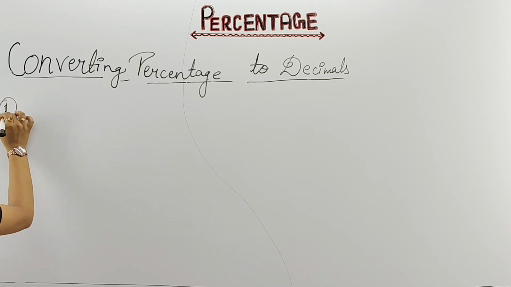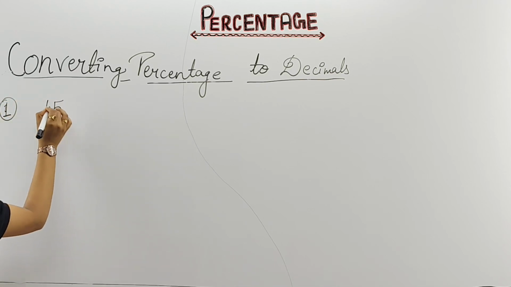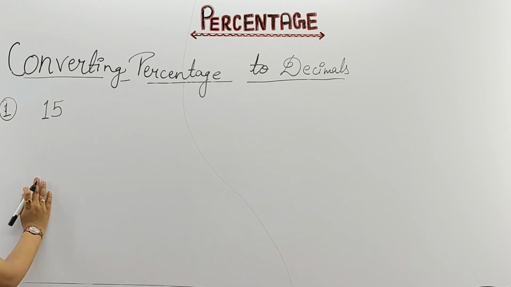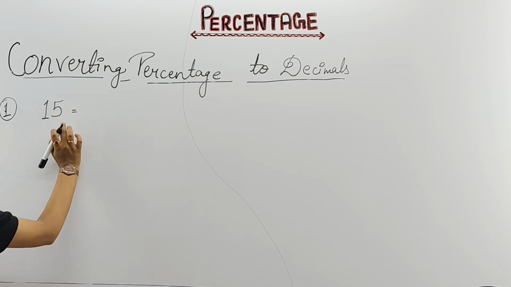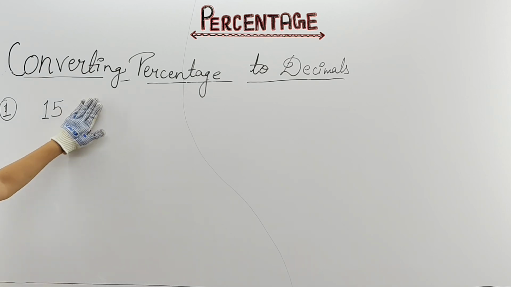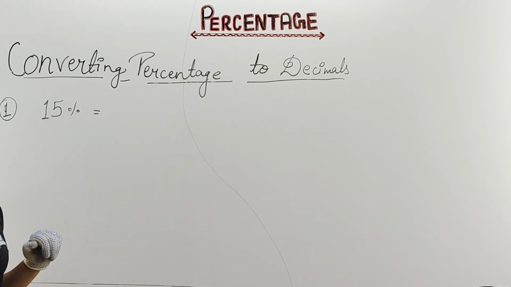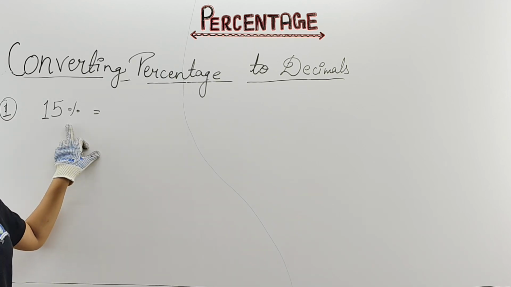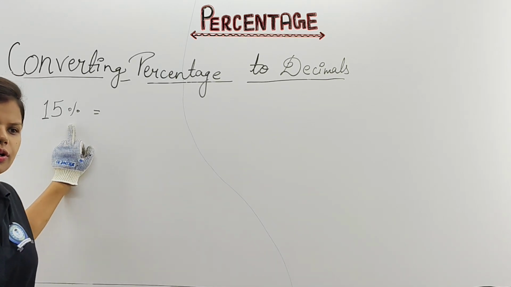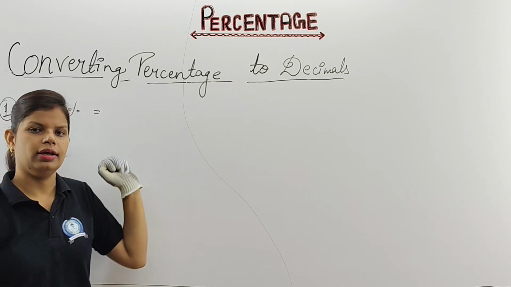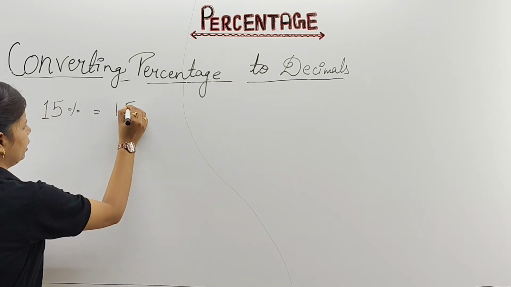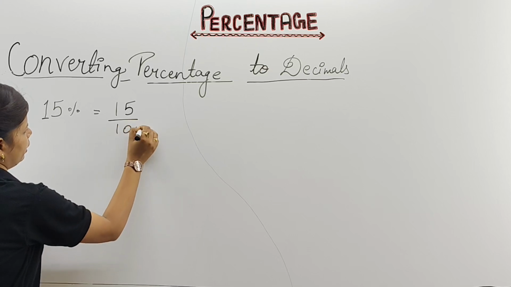First example of yours, 15%. Clear? Now what you are going to do, this 15 can be written as 15%. Now percent means what? Percent represents the symbol of your 100. So if this percent represents the symbol of 100, then what are you going to write here? Yeah, you are going to write 15 upon 100.